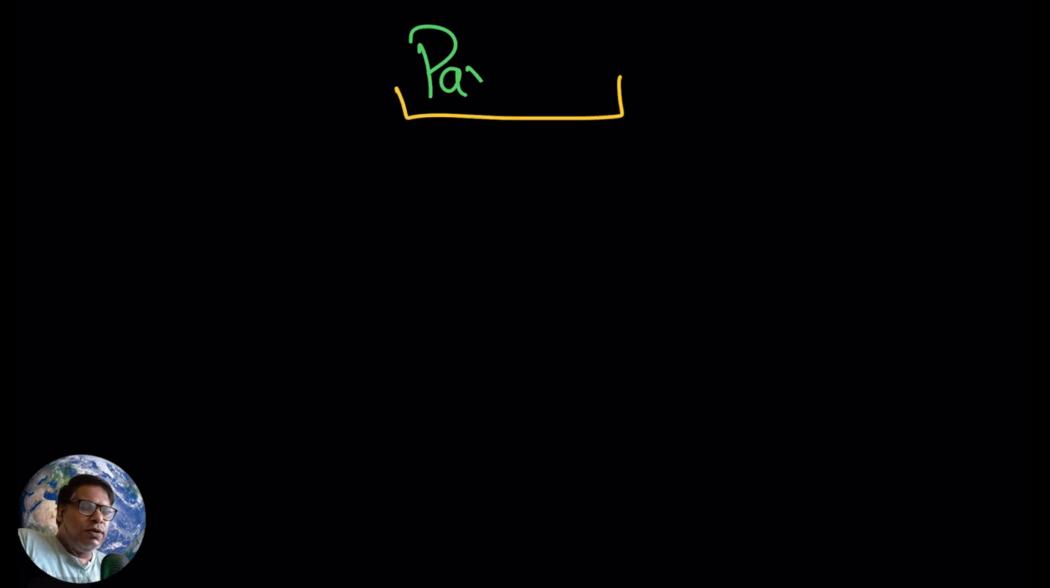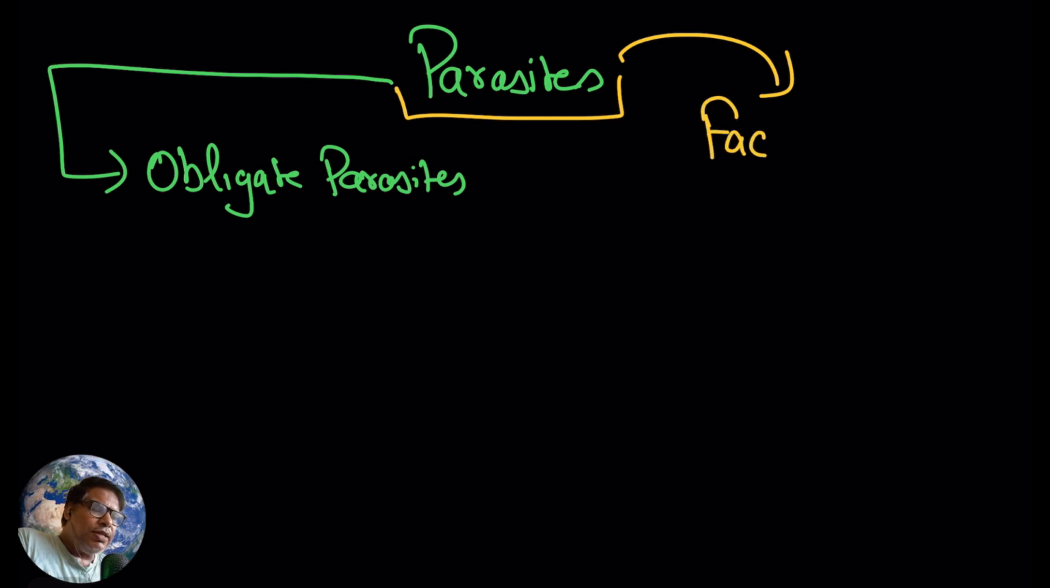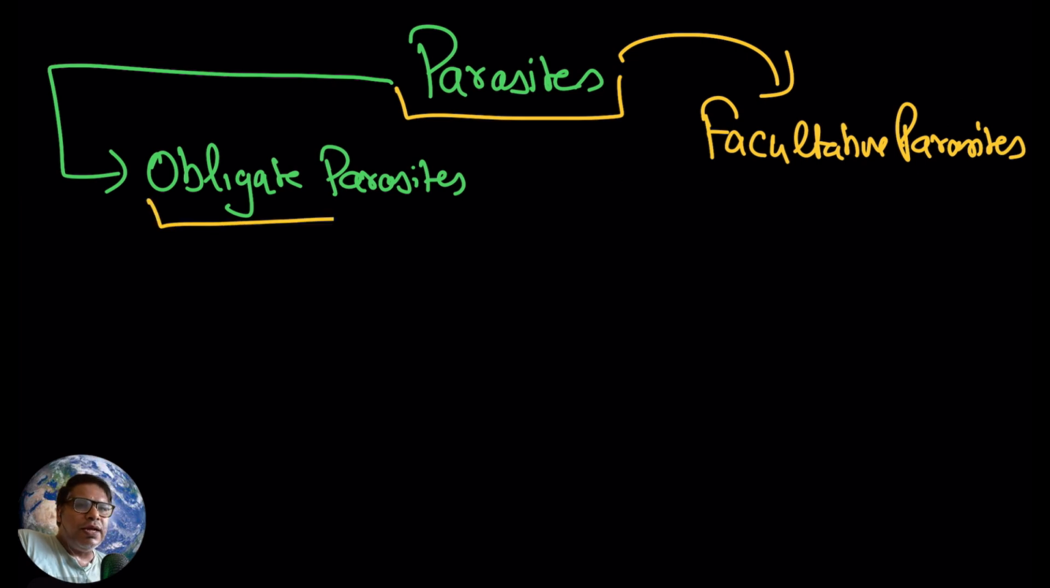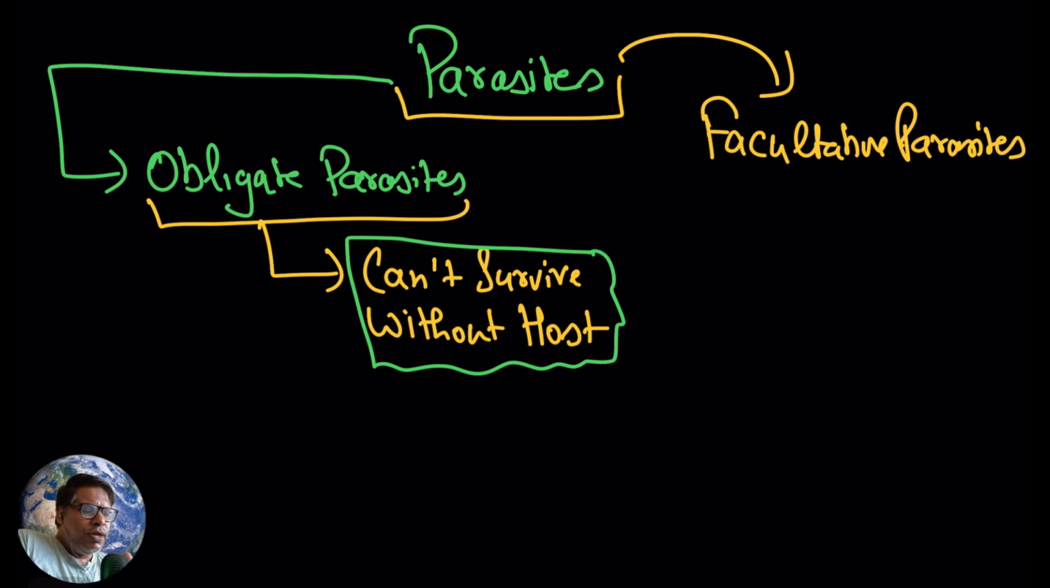Now I am going to tell you more about parasites. Parasites can be classified into two categories: obligate parasites and facultative parasites. Now what are these obligate parasites? Keep in mind, obligate parasites can't survive without the host.